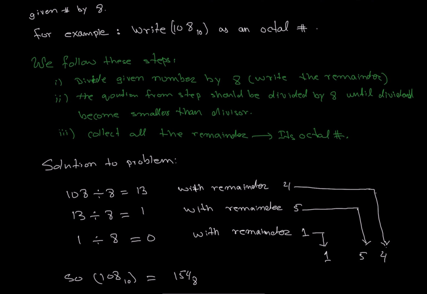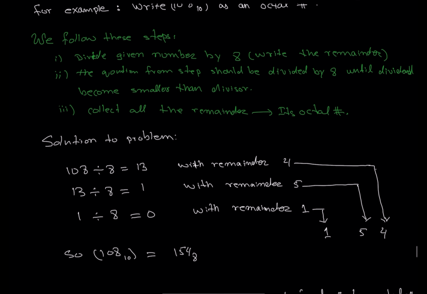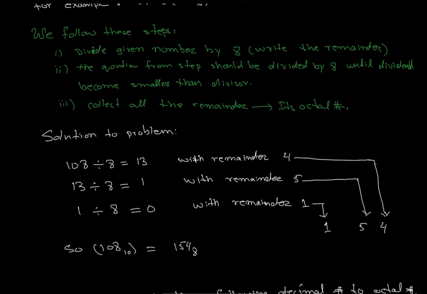So that's our 4. Then we have a new quotient 13, that divided by 8 is 1, and we have 5 remainder. We'll bring that 5 down also. So the new quotient was 1. 1 divided by 8 is 0. And we have a remainder of 1. We will bring that down. 154 is the octal number.